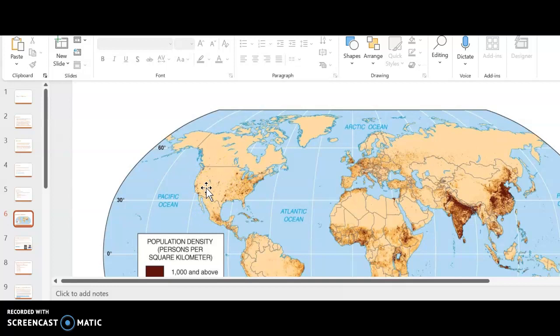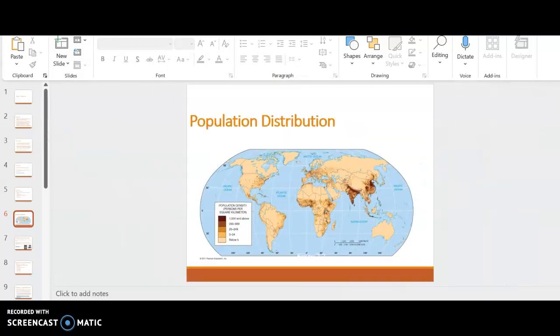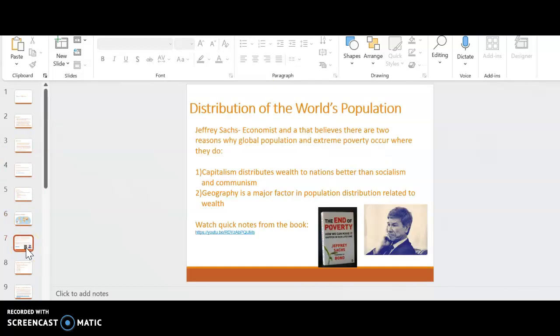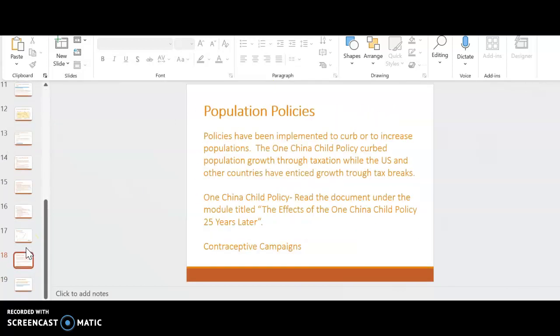I don't know if a lot of you have ever lived in a town where maybe the population is 500 people. That's really low, right? We're so used to living in city areas where there's tons of people. So we have a high population density compared to some other places. I'm going to head down here.